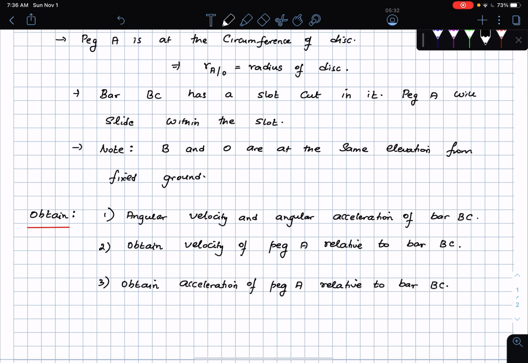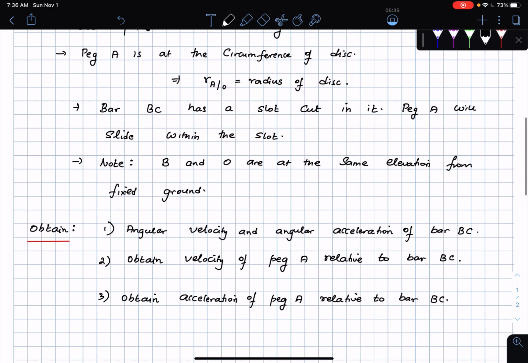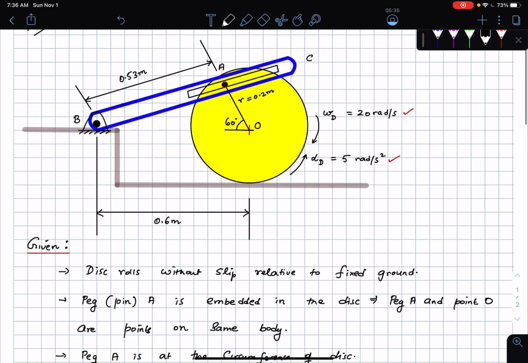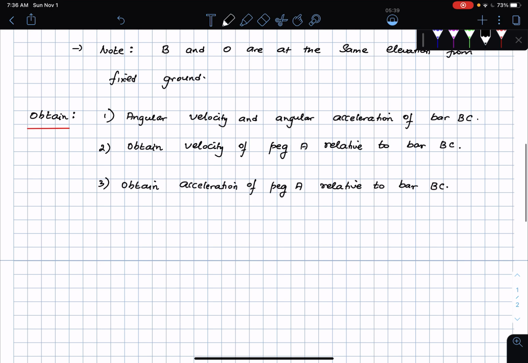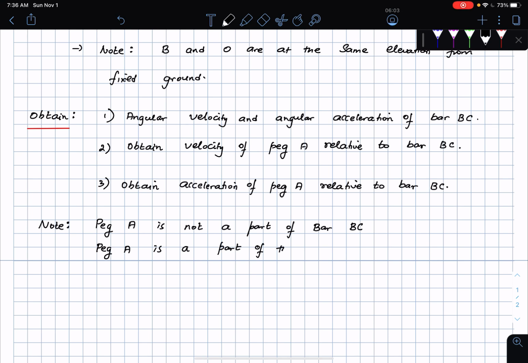And we should also note that the peg A is not a part of the bar BC. So also note here that the peg A is not a part of bar BC, it is a part of the disk.